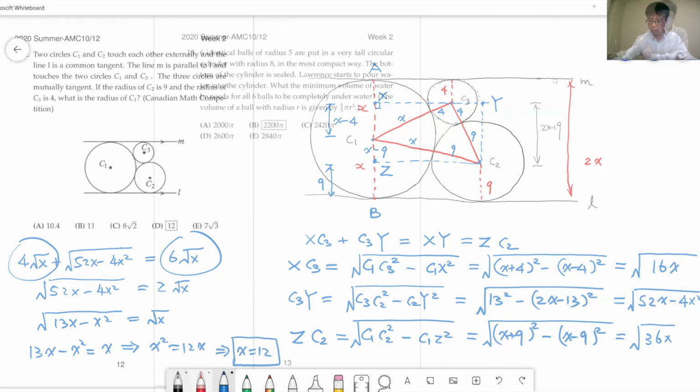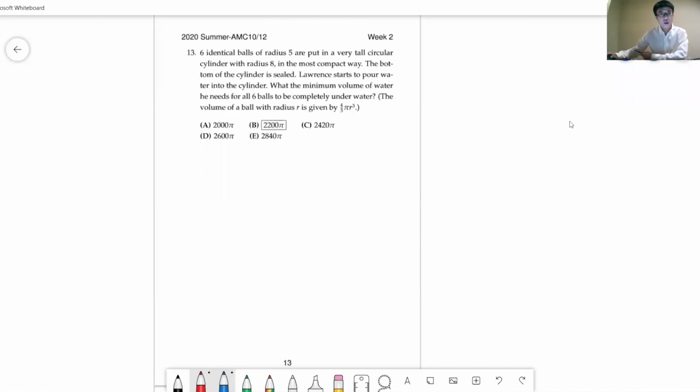Okay, let's come to problem 13. Okay, it's a solid geometry problem. We have 6 identical balls of radius 5. They are put in a very tall cylinder with radius 8 in the compact way. Right, Lawrence pours water into the cylinder. What's the minimum volume of water he needs for all 6 balls to be completely underwater?